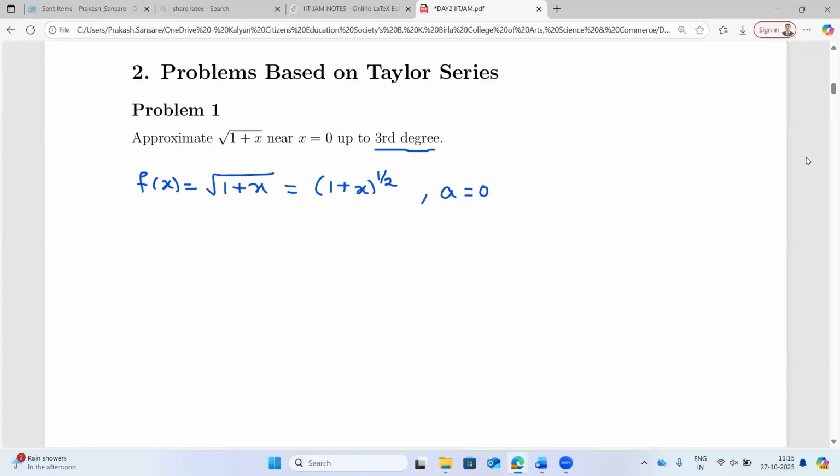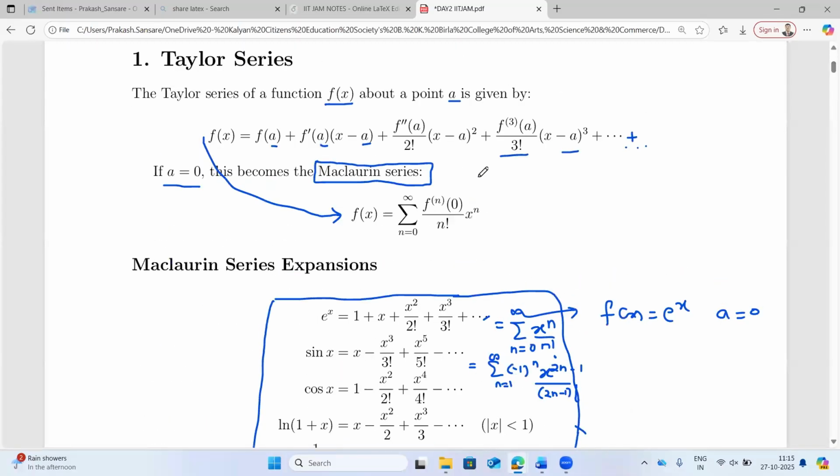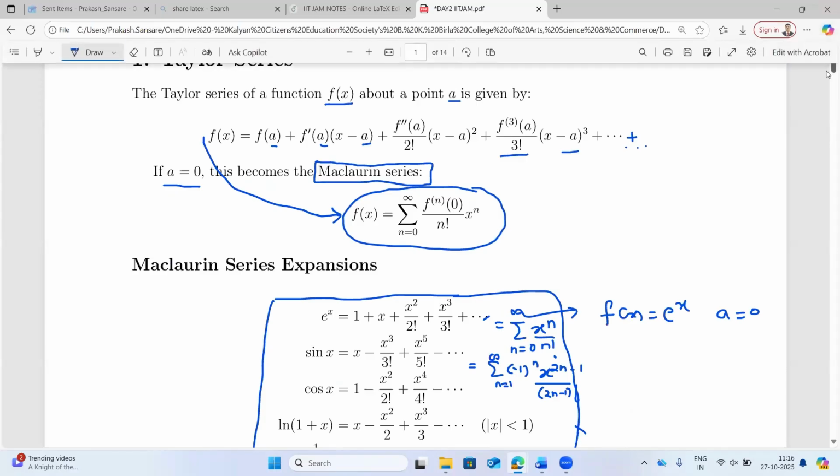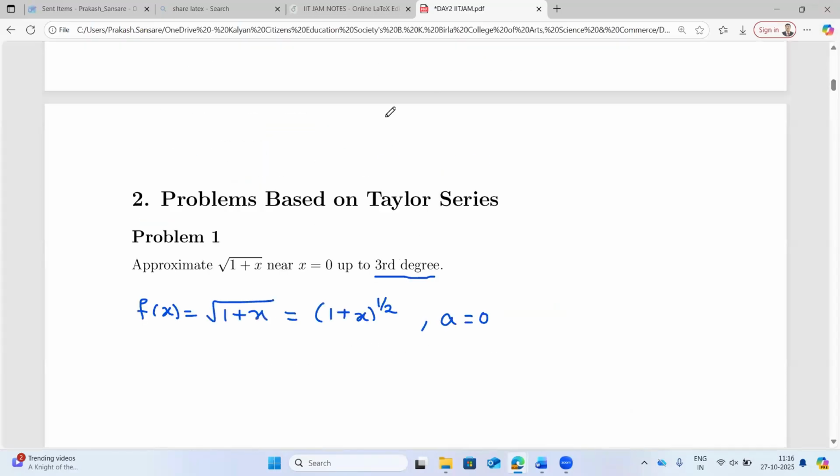So we already know the formulas. We have already seen the standard formula we require: f of x is equal to the sum, n goes from 0 to infinity, of f n evaluated at 0 upon n factorial times x power n. Of course, here we have been asked to evaluate at x equal to 0, so that means a is equal to 0.